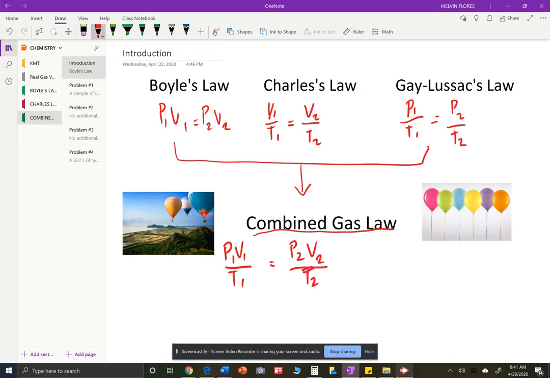So the constant here is the amount of gas. Okay, so I can put here the constant is the amount of gas, which we also call the number of moles.